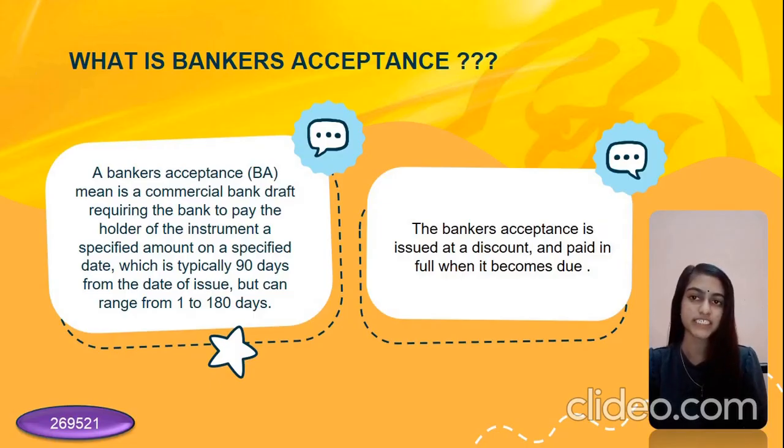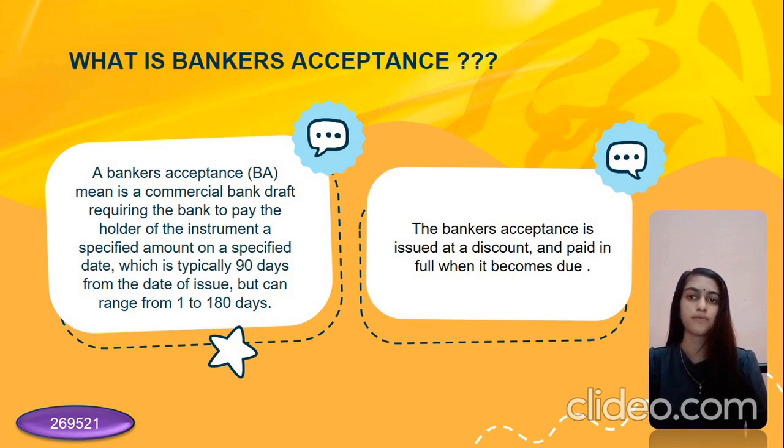What is the definition of Bankers Acceptance? A banker's acceptance is a commercial bank draft requiring the bank to pay the holder of the instrument a specific amount on a specific date, which is typically 90 days from the date of issue but can range from 1 to 180 days. Besides that, the banker's acceptance is issued at a discount and paid in full when it becomes due.